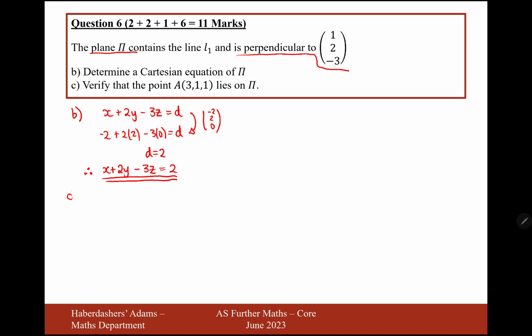There we are. Moving on to part C now, verify that A lies on pi. If I want to verify that A lies on pi, I substitute in the coordinate and show it equals 2. So 3 add 2 times 1 minus 3 times 1 equals 3 add 2 minus 3, which equals 2, which equals the right-hand side of 2. So there we are. It's definitely on the plane.